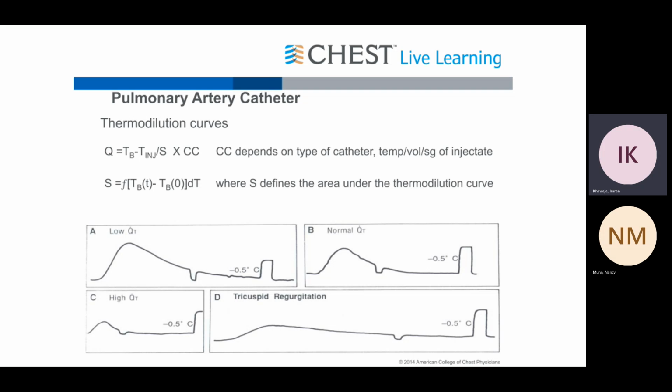And we did say that there is a limitation. If patients have tricuspid regurg or VSD, you can't rely on thermal dilution, because the blood will regurge back to the atrium, and this is how it will look with tricuspid regurg. So you see the curve extended and flattened.